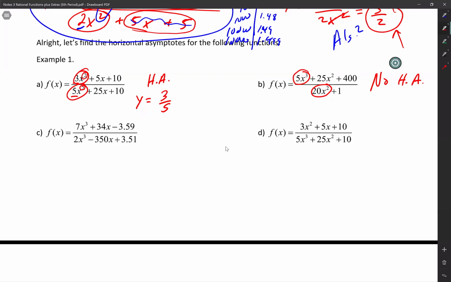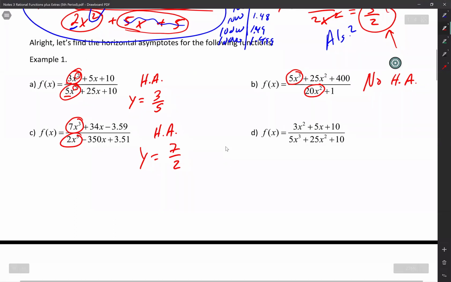Letter C. 7x cubed in the numerator, 2x cubed in the denominator. This is my end behavior because I'm looking for the horizontal asymptote. So my horizontal asymptote is 7 over 2. That's your HA.